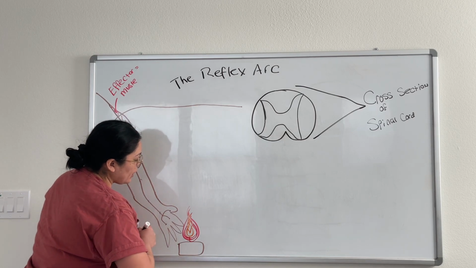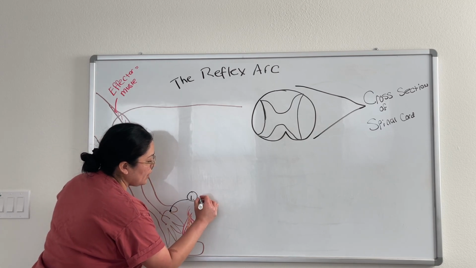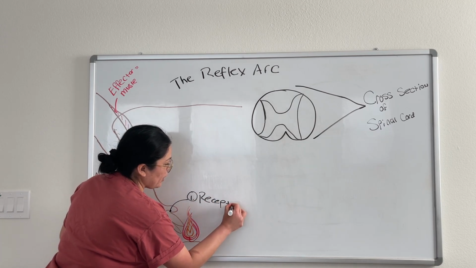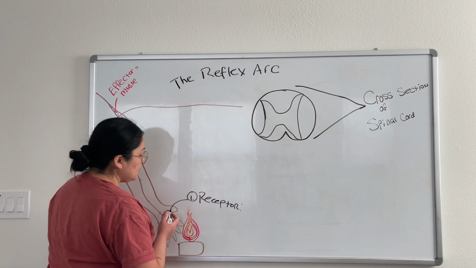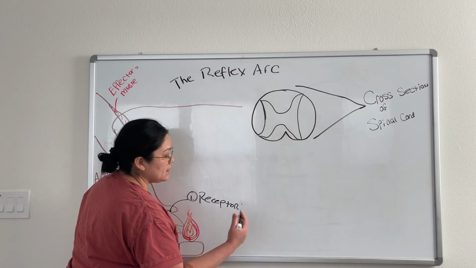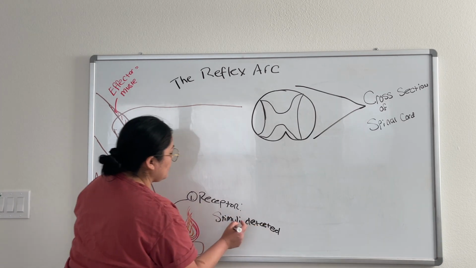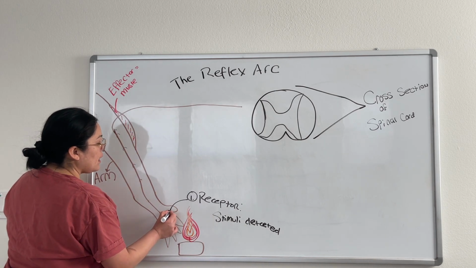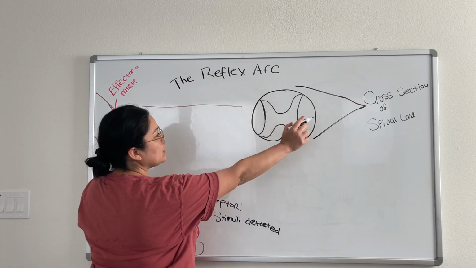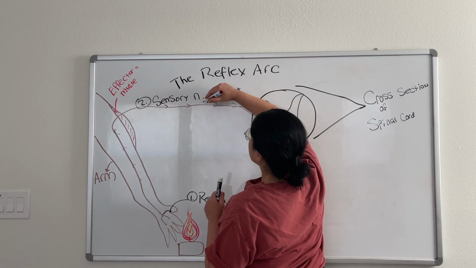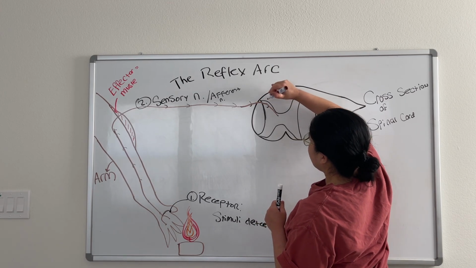Now the end of this dendrite, where it felt this sensation, this is called the receptor. And this is the first part of the reflex arc. So a receptor is the end of a dendrite where a stimulus is detected. First thing, stimuli is detected. Now this signal is going to go up the nerve and towards the CNS. So this sensory neuron is going to take this message over to the CNS.